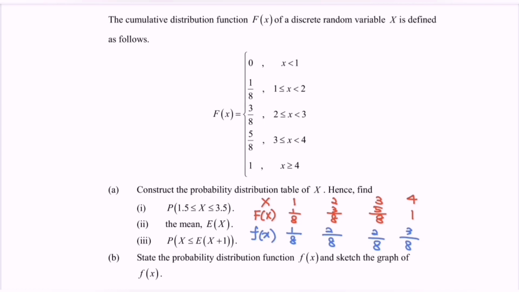Do remember to simplify the situation. So in here, we will have 1 over 4 and 1 over 4. So that will be the probability distribution table for x.